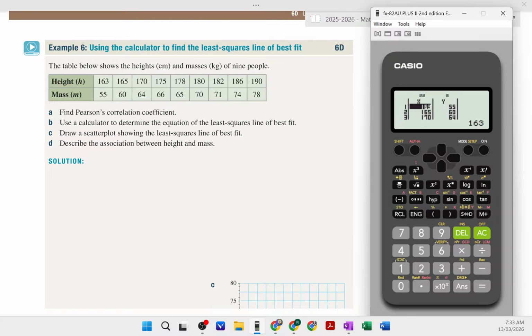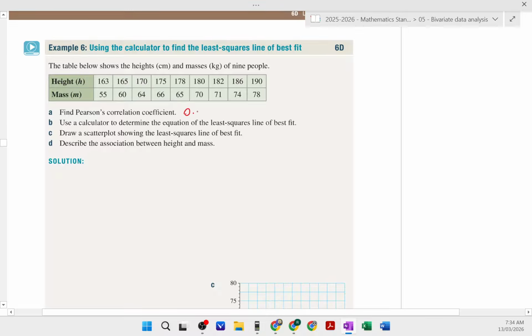Obviously, you've been given the data. First thing you should be thinking is let's enter it into the calculator. I've already entered it, and as you can see, the data's all there. I'll hit all clear. Now I want to find Pearson's correlation coefficient. So I'm going to hit Shift 1, and I want to use my regression again, and use number 3 to find the r. Hit equals, and it gives me 0.9743. So I should write r equals 0.9743.